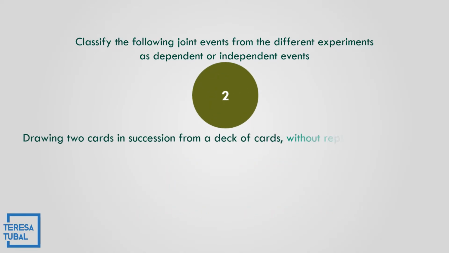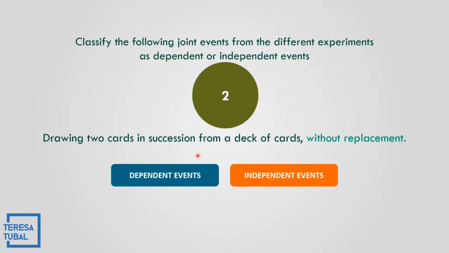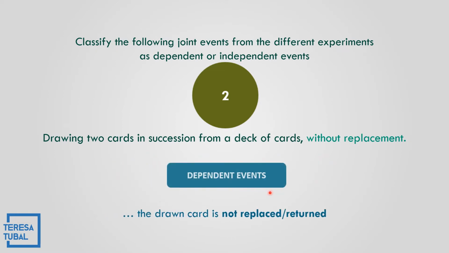In example number 2, drawing two cards in succession from a deck of cards without replacement. So do you think this is dependent or independent events? Correct. So this is dependent events because the drawn card is not replaced or returned. As you can see in the given, the words are without replacement, so it means that it is dependent events.